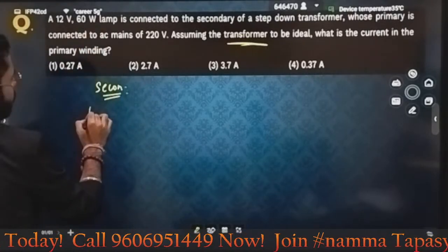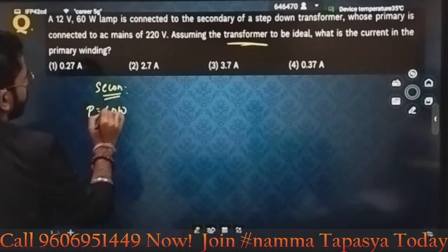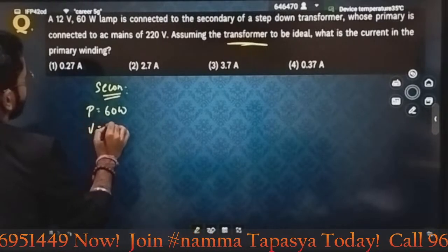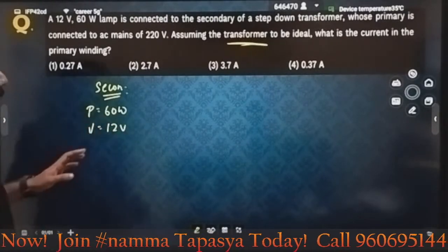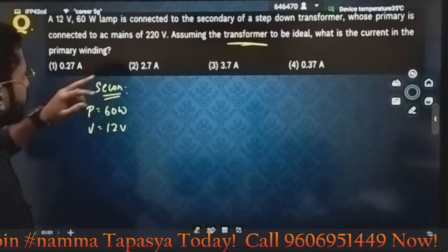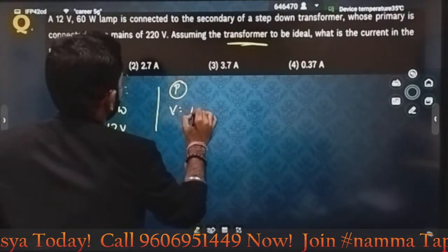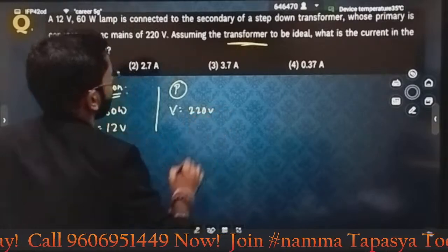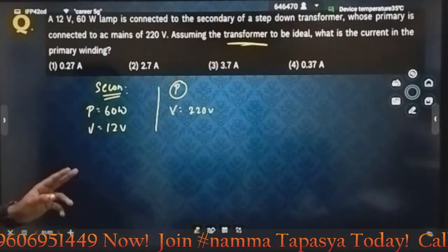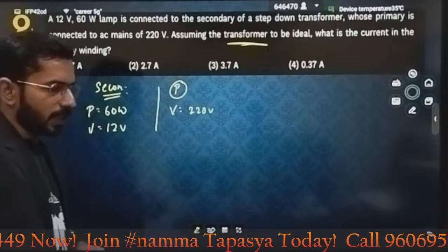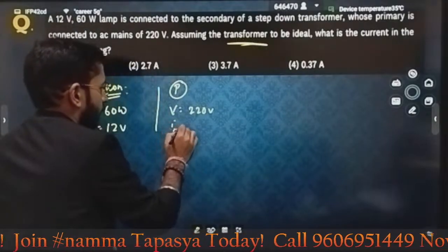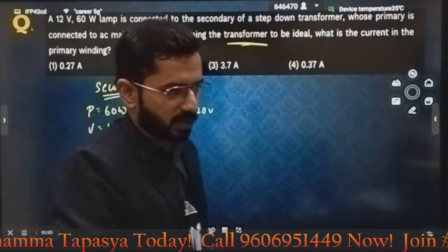Values given are, power is 60 watt and voltage is 12 volt. Whose primary is connected to AC. About the primary, what are the values given? Potential is given as 220 volt. Assuming the transformer to be ideal, what is the current in the primary winding? You have to calculate what is IP.